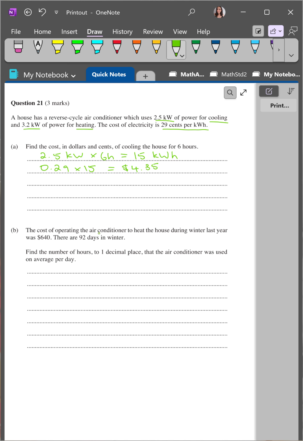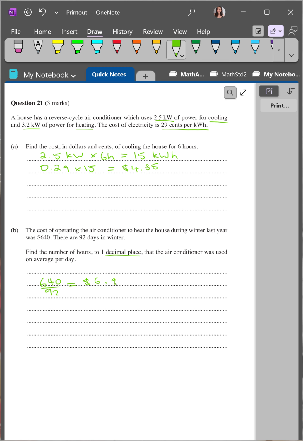Now for part B, it says the cost of operating the air conditioner to heat the house during winter last year was $640. There are 92 days in winter. Find the number of hours to one decimal place that the air conditioner was used on average per day. So we have $640, and if we divide by 92 days, we get how much it costs per day. This is a long decimal, but I'm going to round to 4 decimal places.